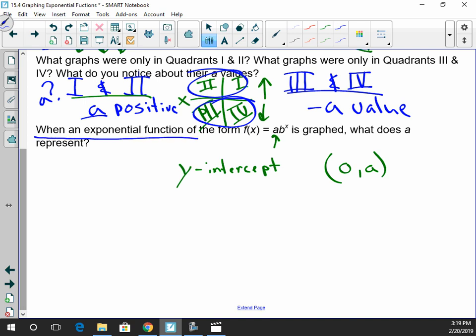When an exponential function of the form f of x equals a times b to the x is graphed, what does a represent? What does the a value represent? The a value, remember, represents the y-intercept. And our y-intercept for these equations will always be in the form of 0, comma, whatever the a value is.